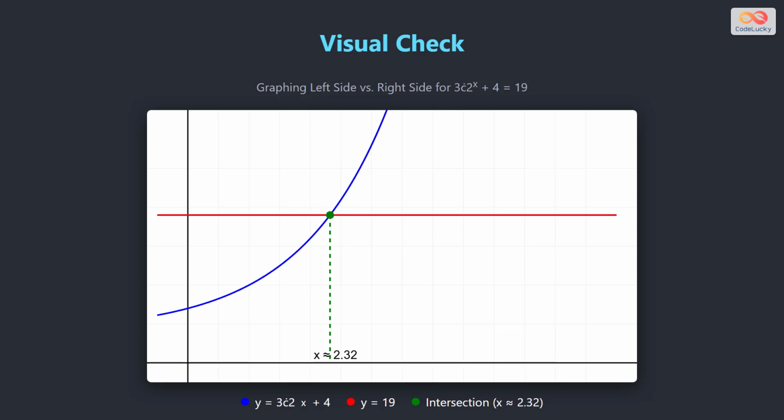It is always good to understand what this means visually. If we graph the left side of our previous equation and the right side, we look for where they cross. The intersection point represents our solution. In this case, the blue curve and the red line meet exactly at the x value we calculated.